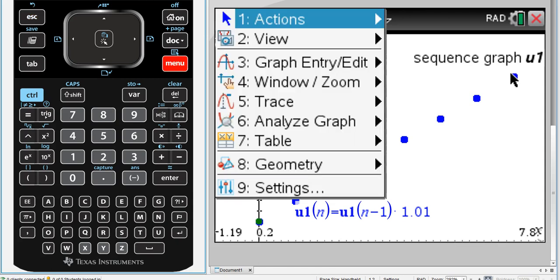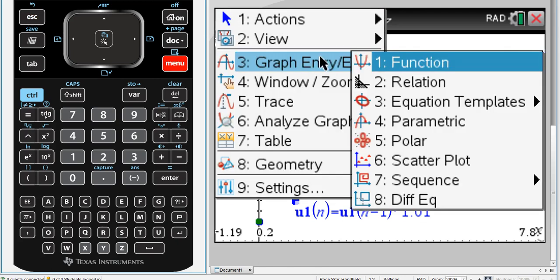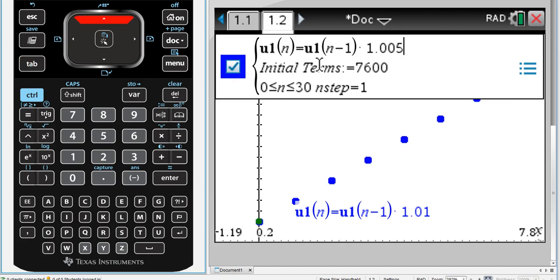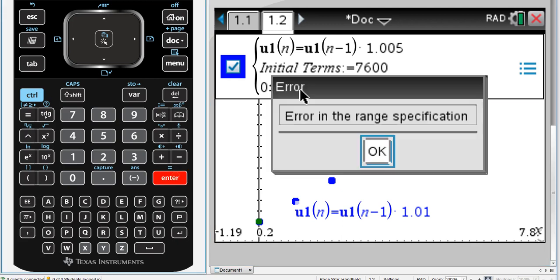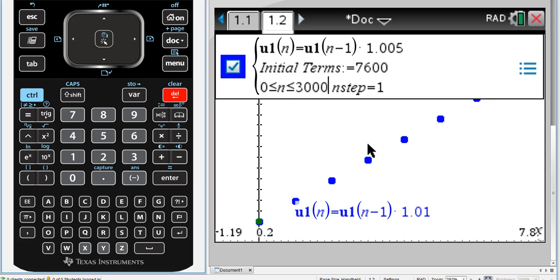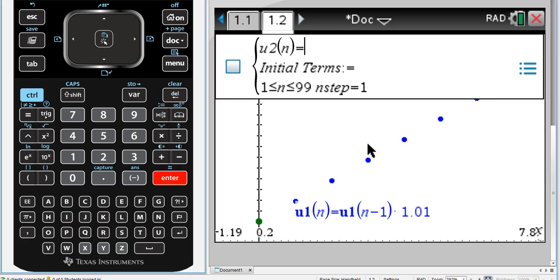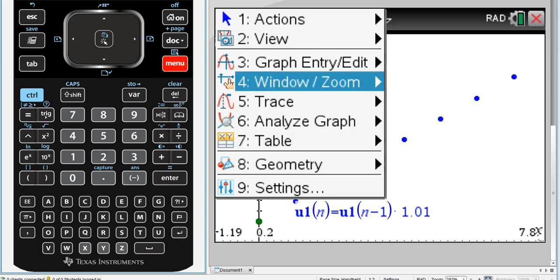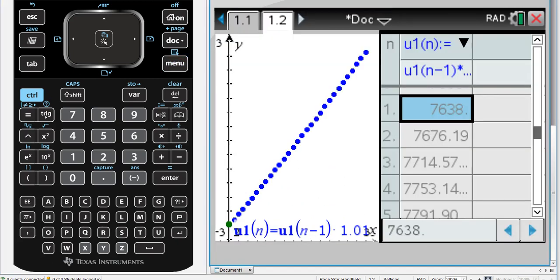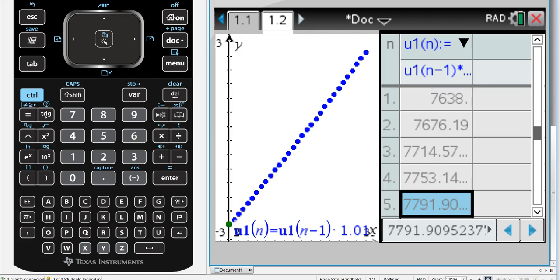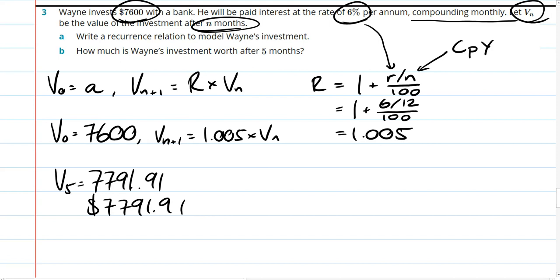If I'd done it for long enough, so if I go back to my graph and increase that to say 300 or so, 3,000 even is probably a bit too much. There we go. And I menu, zoom, fit. You can see there's a little bit of a bend on it. If I have a look at the table, we should get the same values there. There it is, down number 5, 7791.91. Same sort of deal.